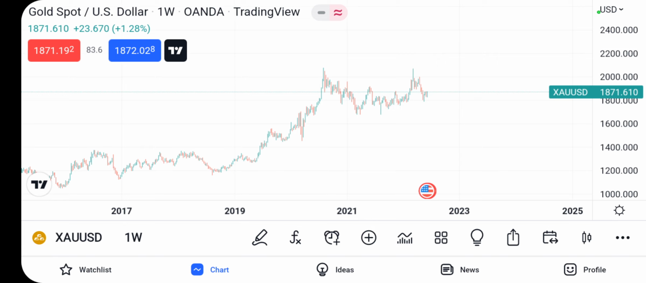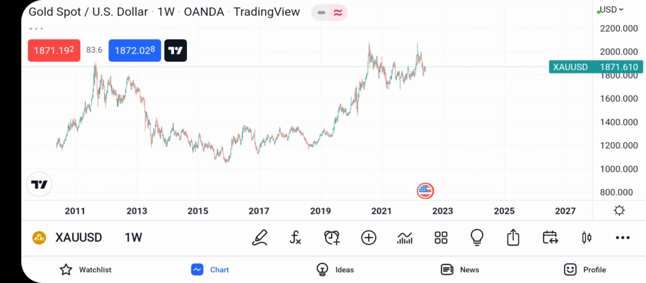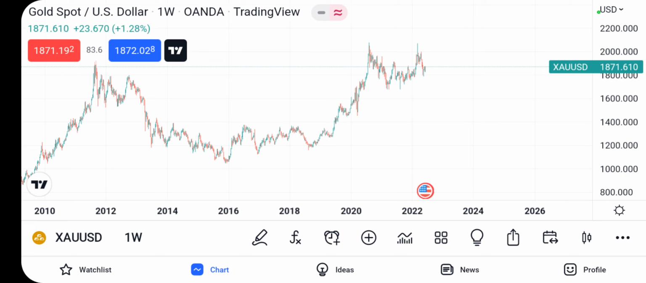So this is my forecasting for this coming week. Today is Sunday. I'll start analyzing from gold.